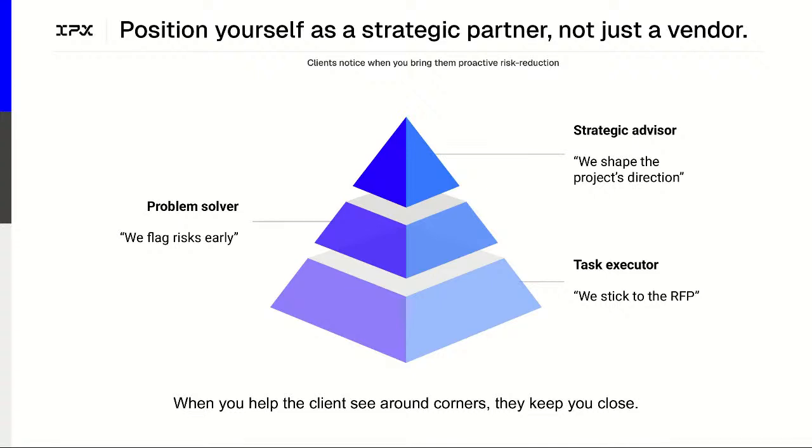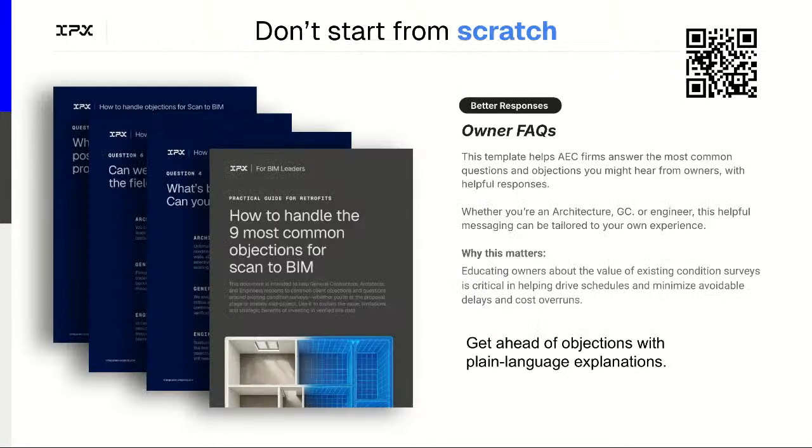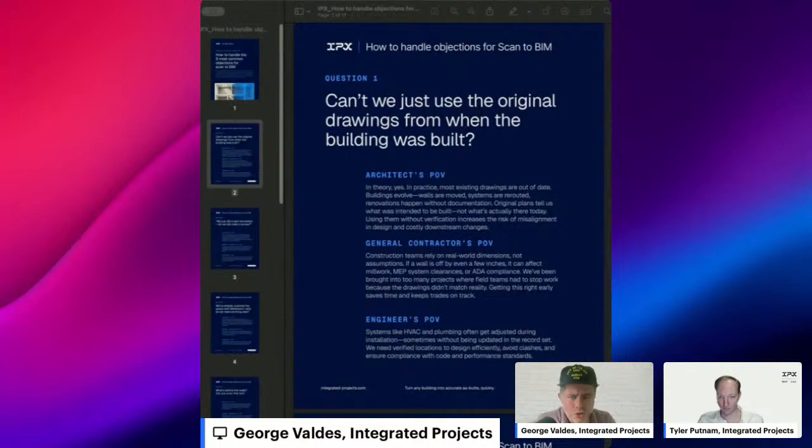So I think this is more of a meta point for everyone. But we want to help everybody start from something, right? And so what we've done is put together a modest list, which we'll definitely be adding to over time, of about 9 different common objections that you might receive for scan to BIM early on. And I'll switch over now to highlight a little bit of it. One second.